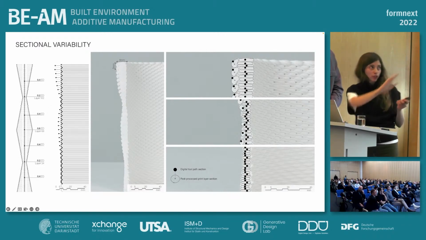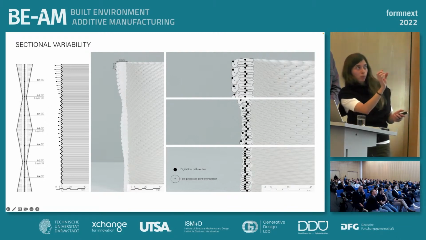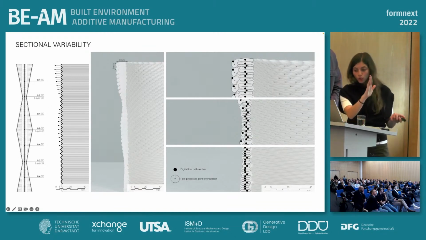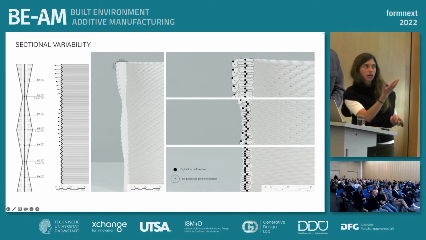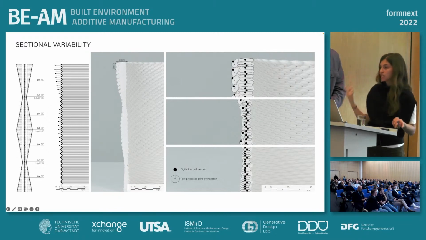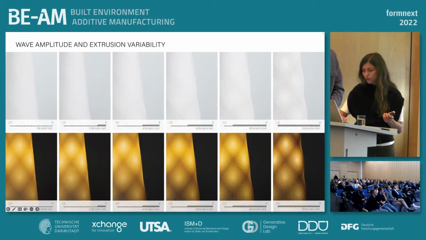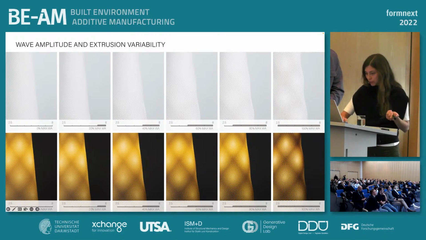So the diagram that you're looking at on the right is basically the digital tool path section, which is indicated by these black dots. And that's overlaid onto the section of the physical print. And this really was an effective tool in the research to help us understand the plastic deformation that's taking shape in the wall section. So in this diagram, here we can see the relationship between wave amplitude and extrusion variability.